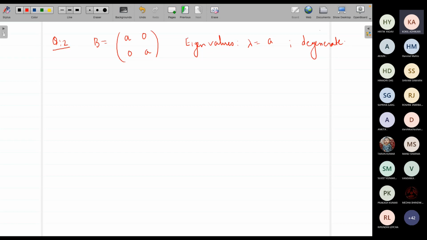In order to do that, let's just find out the eigenvectors. In this case, there is only lambda equal to A, so there will be only one relation. What will be that relation? You will have 0, 0, 0, 0 times x, y equal to 0, 0. What does that mean?